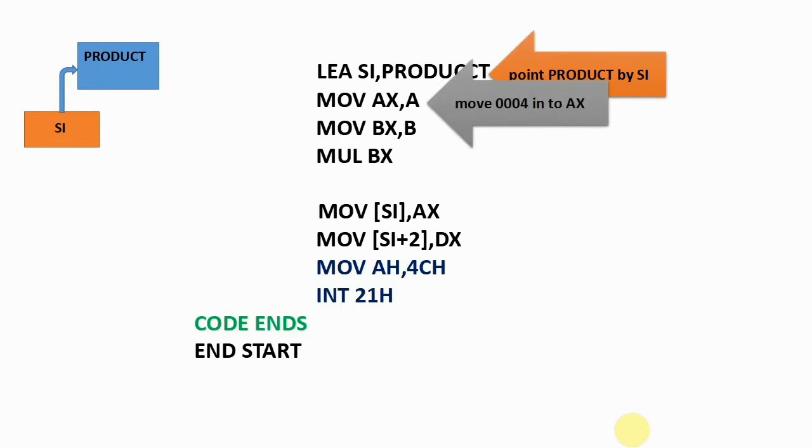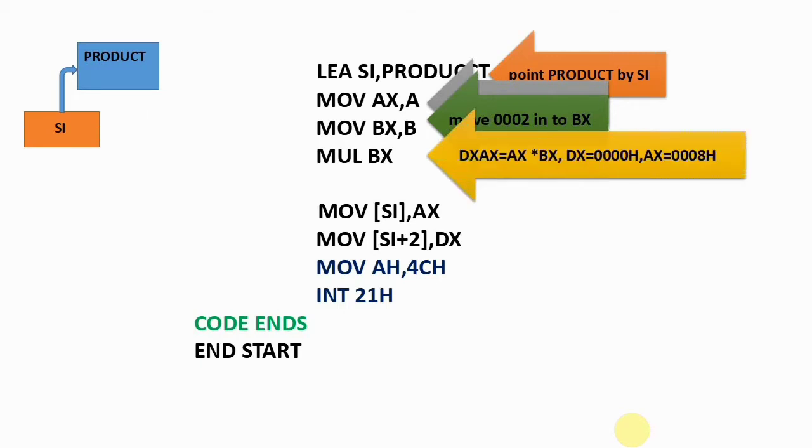Take the first number into AX, that is 0004 into AX. Take the second number into BX, that is 0002 into BX. Then perform the multiplication. MUL BX will perform AX into BX and the result is stored in DX AX pair. 4 into 2 will produce 8. So AX will get 0008 and DX will get all zeros.